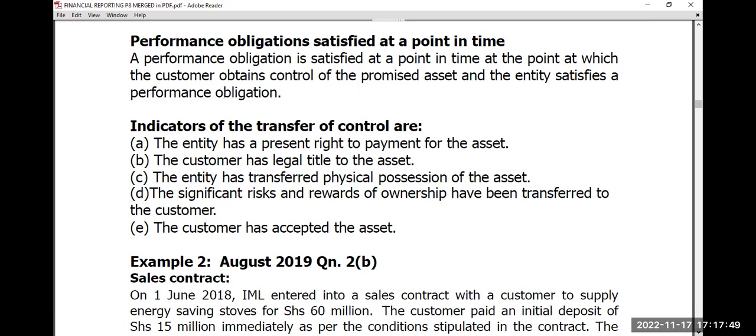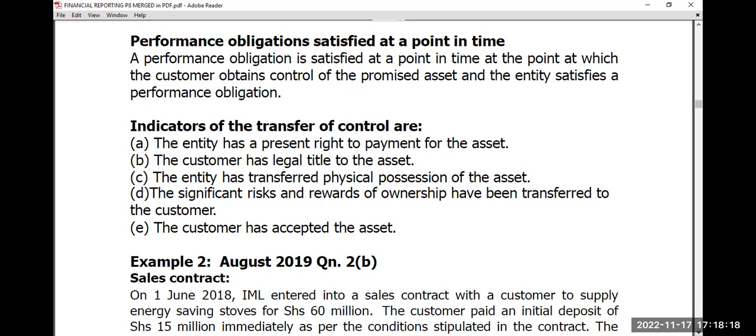So let's try to look at what are some of the indicators that show that we've actually transferred the control. We've been owning a certain item, but now we've actually transferred the item to a different owner. One, we are saying that the entity has a present right to pay for the asset.